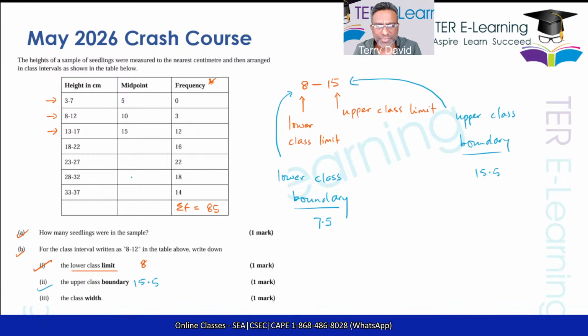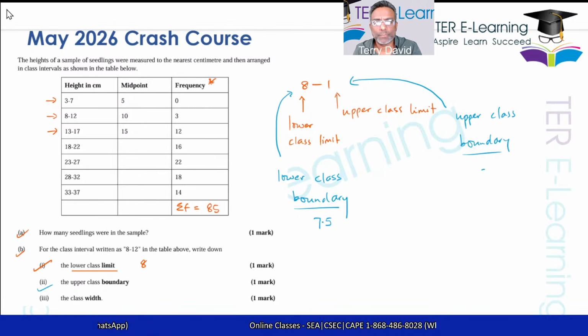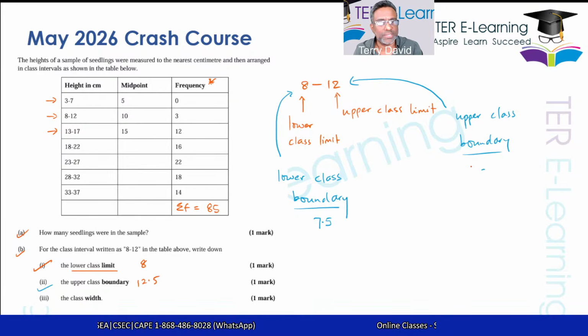Oh, sorry, 8 to 15 or 8 to 12? Sorry, it's 8 to 12. My bad, I wrote the wrong thing here. So it's 8 to 12, and this here is going to be 12.5. That's what this is, 12.5.